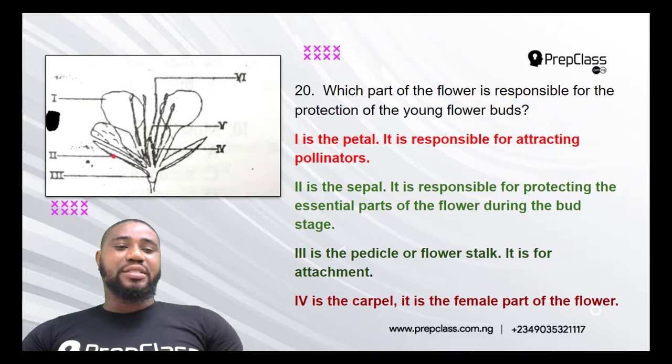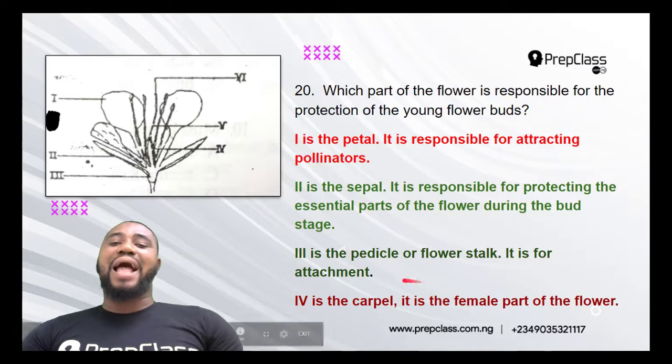II is that green part. So it's the sepal. It is responsible for protecting the essential parts of the flower during the bud stage. So that time that the flower is budding or shooting out, the sepal helps to protect other components or structures of the flower. That's the function of the sepal. 3 is the pedicle or flower stalk.